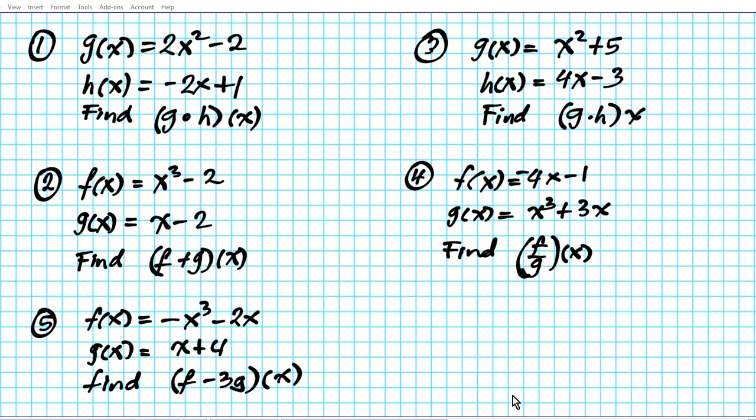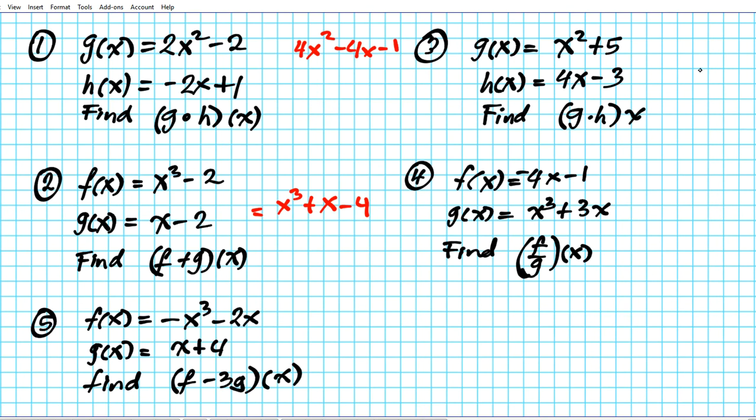Alright, so let's assume that we've had a chance to try the problems. The answers are as follows. For number 1, the answer is going to be 4x squared minus 4x minus 1. For number 2, the answer is x to the third plus x minus 4.